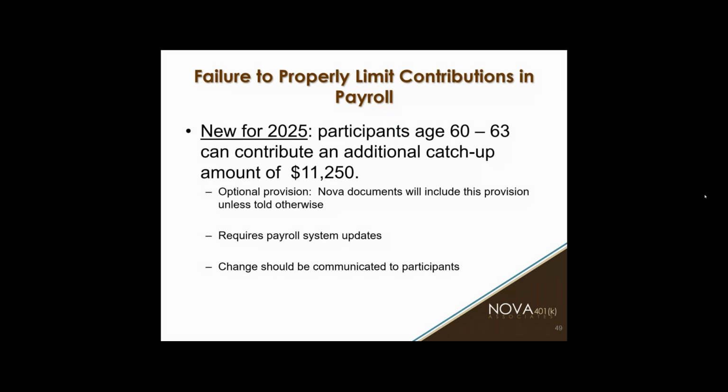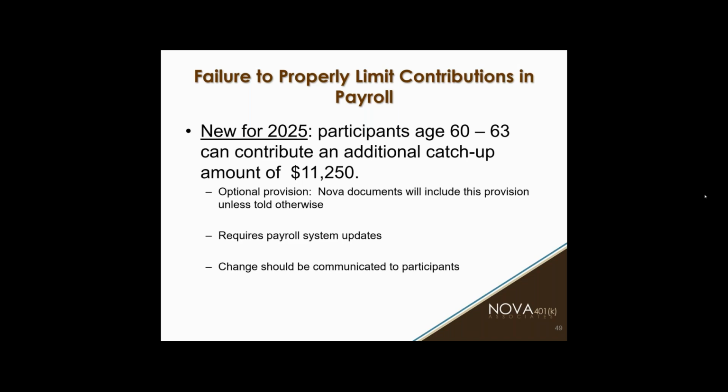So participants now that are age 60 to 63 can contribute. Their catch up is higher than everyone else's. They can put in 11,250. All right. Now this is an optional provision, but it's one that benefits the employees. So NOVA documents will be written to include it, unless you call us and you want to amend that out for some reason.